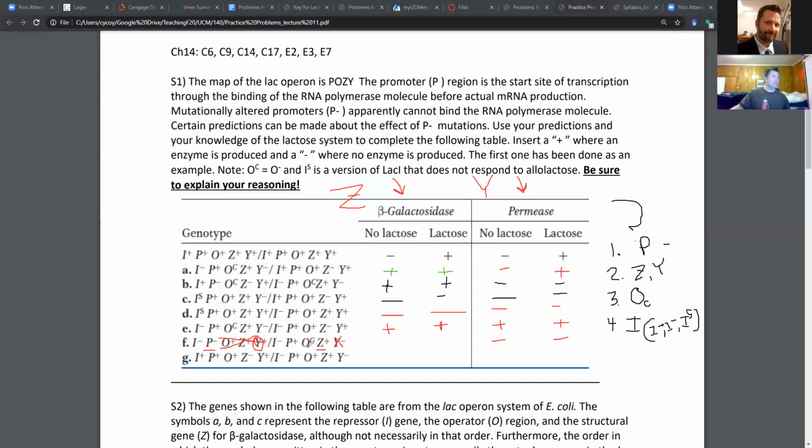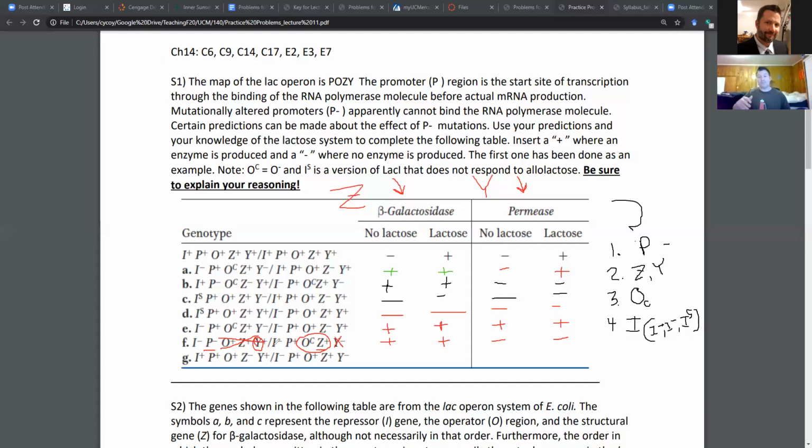We have an OC right next to that Z, but we're already done. We don't even have to look at the fact that there's no inhibitors. It's positive, positive. Because we have this constitutive operator and a working functional gene.